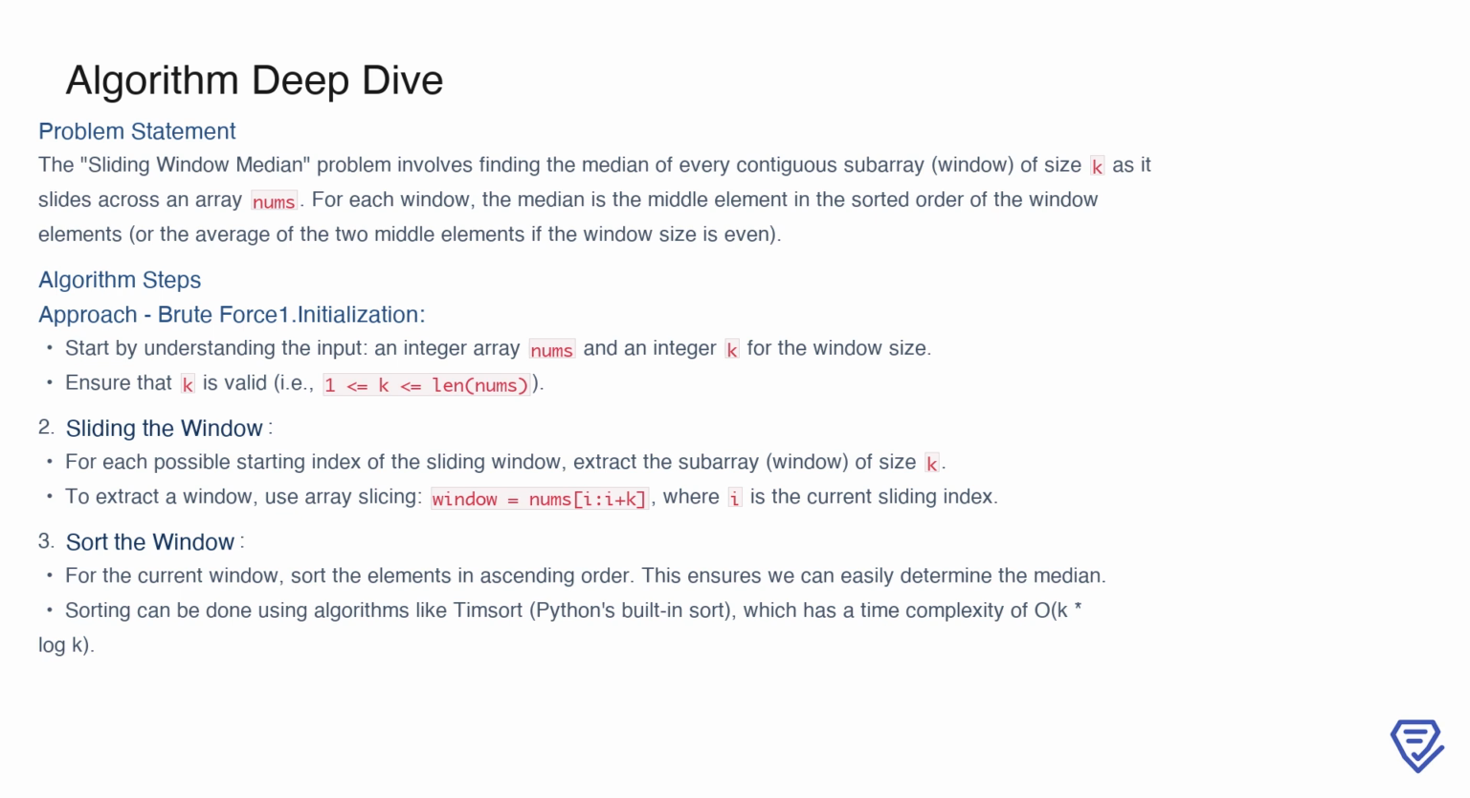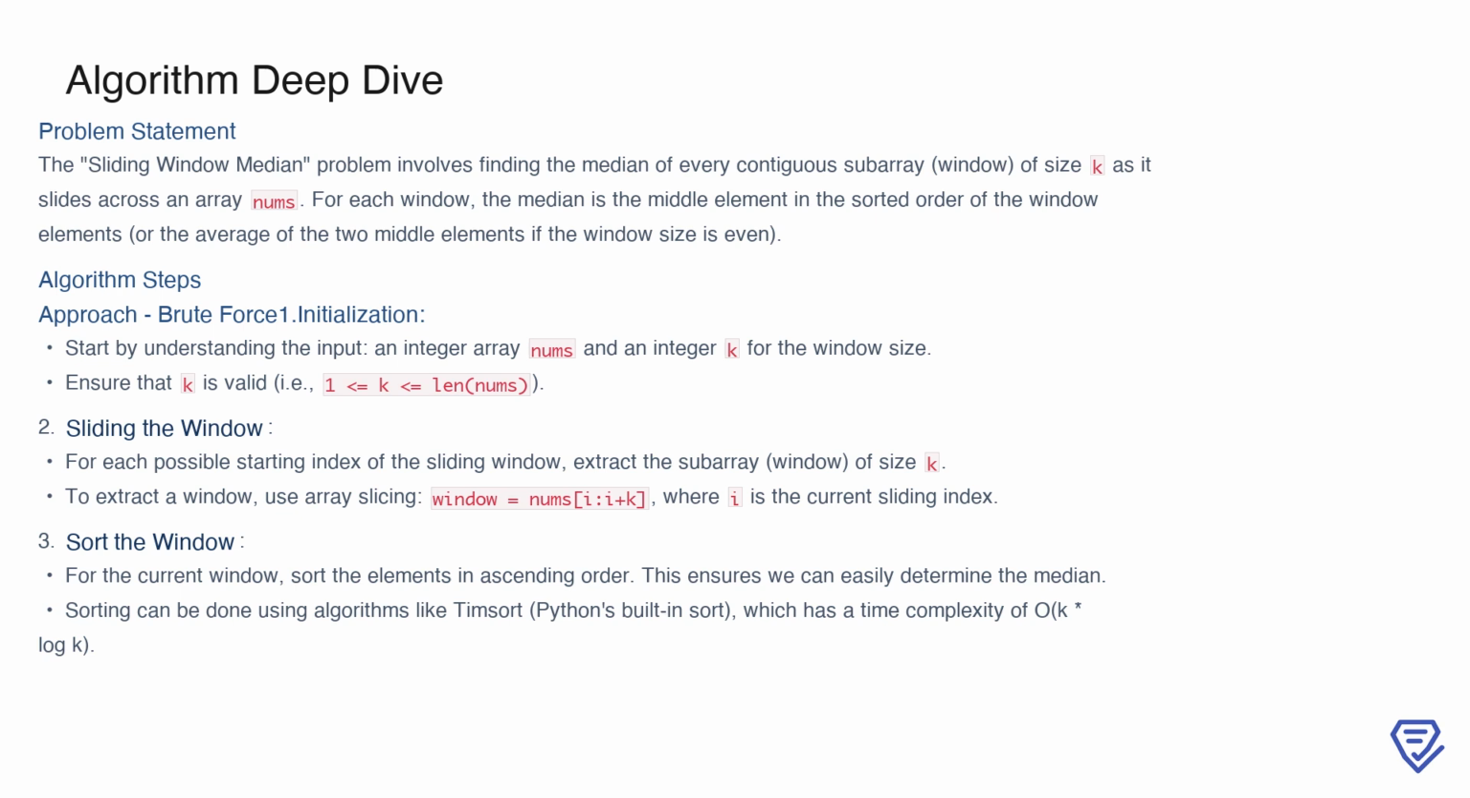To solve this problem using a brute force approach, we begin by understanding the input, the integer array nums and the window size k. It's important to confirm that k is within bounds, meaning it must be at least 1 and no larger than the length of nums. Once initialized, we slide the window across the array.